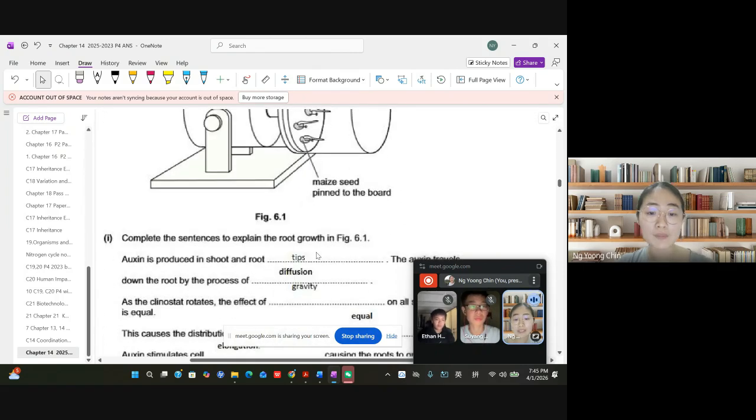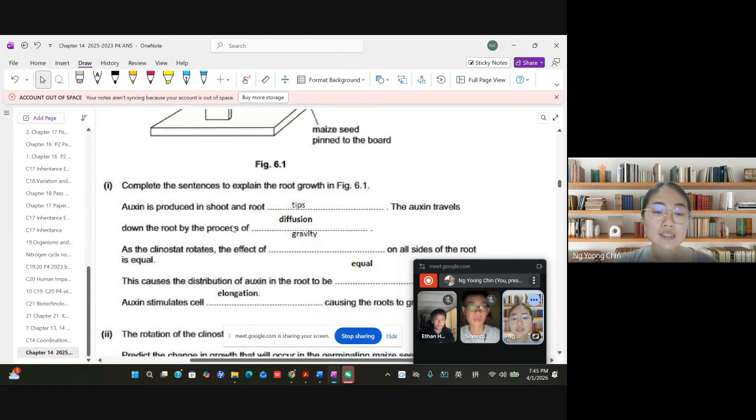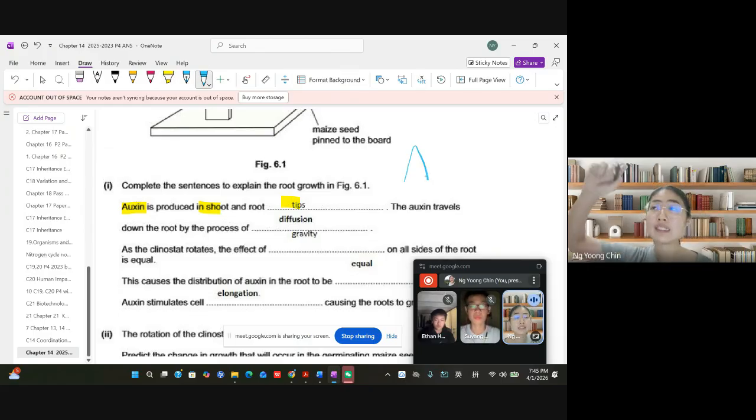Aerobic respiration. And then the complete sentence: auxin is a kind of plant hormone produced in the shoot and root tips, right? So remember, you know what's meant by shoot tip and root tip? It refers to the tip of the plant, okay? Because a newly growing plant has a bud like this, the tip, and then it will elongate and grow. So the auxin later will travel down the roots, also by the process of diffusion, which is from the high concentration to the low concentration.